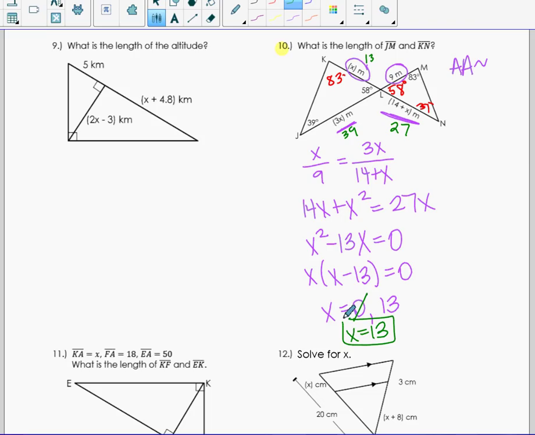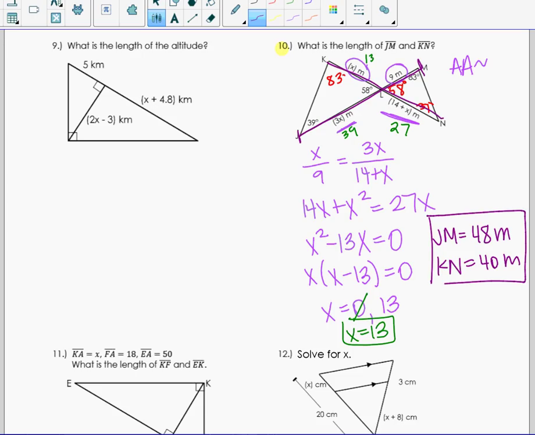The question's asking for the length of JM. Well, from J to M is from here to here. So the two distances that make that up are JL and LM. So you're going to add together your 39 and your 9. And that tells us that JM equals, it's an exact answer, so you don't need an approximate, 39 plus 9 is 48 meters. And then KN is the other diagonal, from here to here. Well, we're going to add together 13 and 27 and get 40 meters. Again, it's exact. You should not have approximates there.